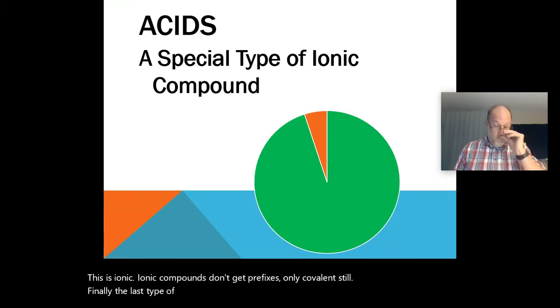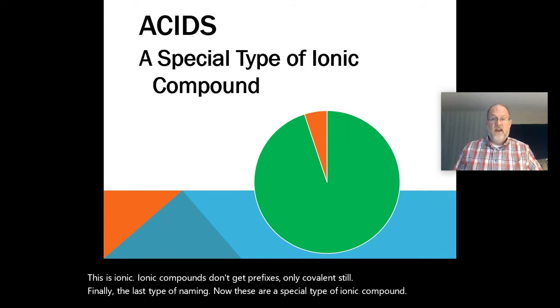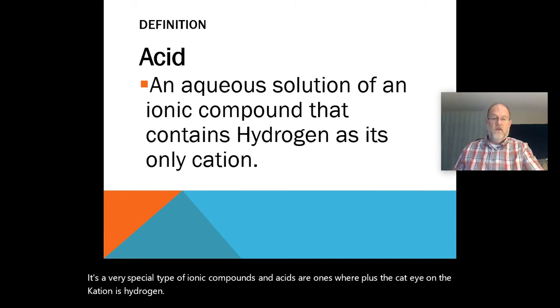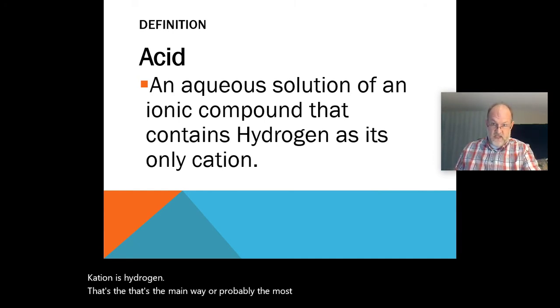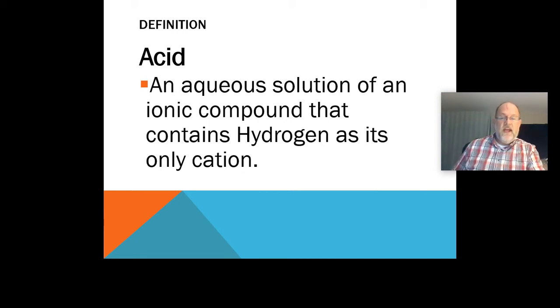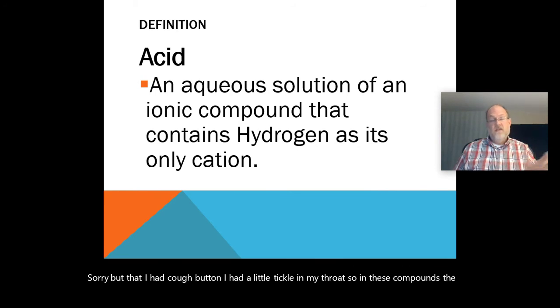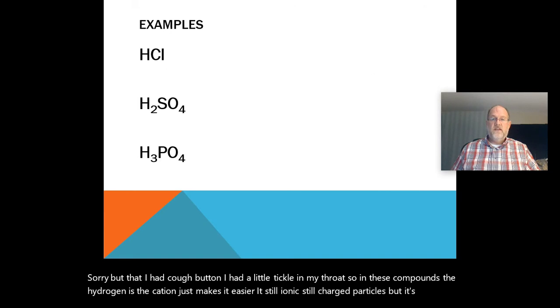Okay, finally, the last type of naming. These are a special type of ionic compound. Acids are ones where the plus, the cation, is hydrogen. That's probably the most significant way that these are unique. So in these compounds, the hydrogen is the cation. It's still ionic, still charged particles, but it still has ions.